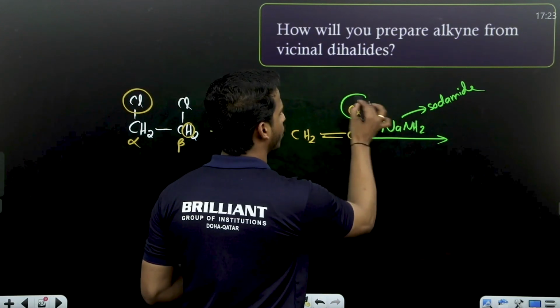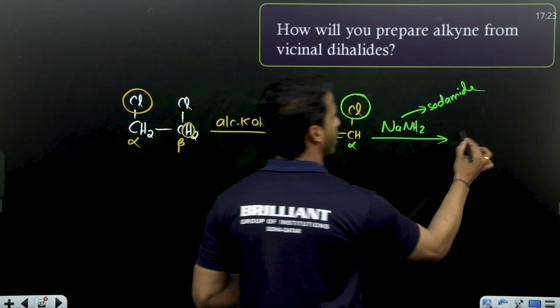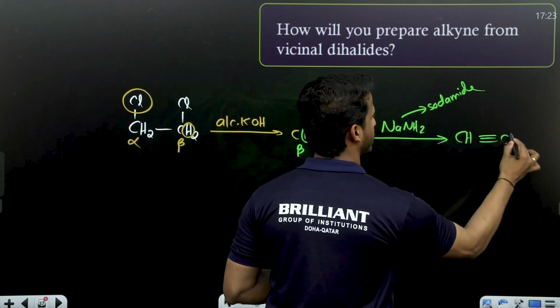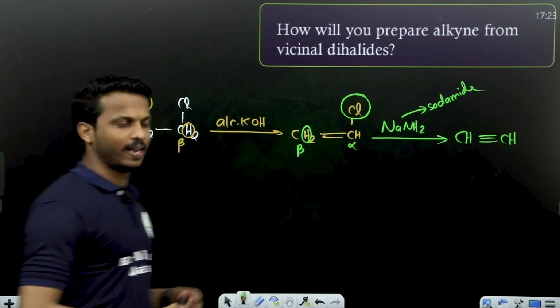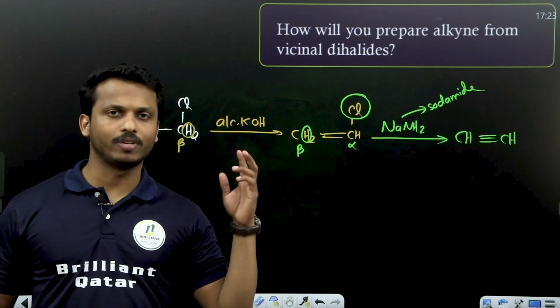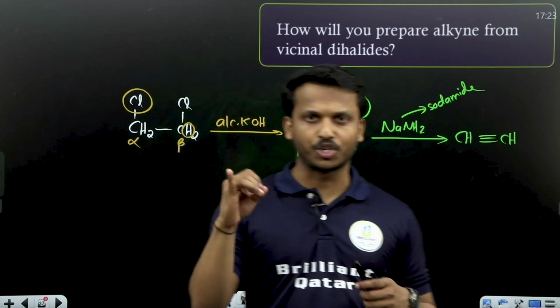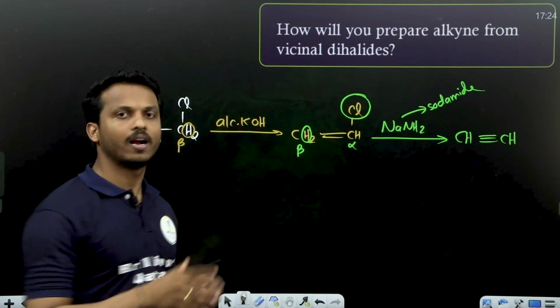Procedure is the same: halogen taken from alpha, hydrogen taken from beta, put one more bond. What does it become? A triple bond. Yes, we are getting an alkyne. Clear, all of you? This is the way you can prepare an alkyne from vicinal dihalide. So what are the two methods for preparing alkyne? One is from calcium carbide, one is from vicinal dihalide.